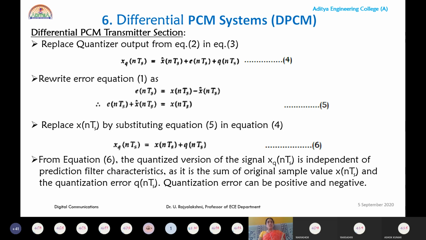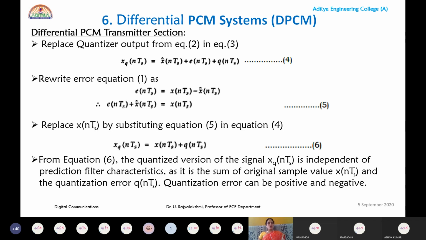So it means that even though you are adding a prediction filter in the feedback section, the quantized version of the signal, that is xq of nTs, is independent of the prediction filter characteristics, because from equation 6 you can see that the output of the quantizer is directly equal to the sum of the present sample data and the quantization error inherited by the quantizer, but the output is independent of the prediction filter.